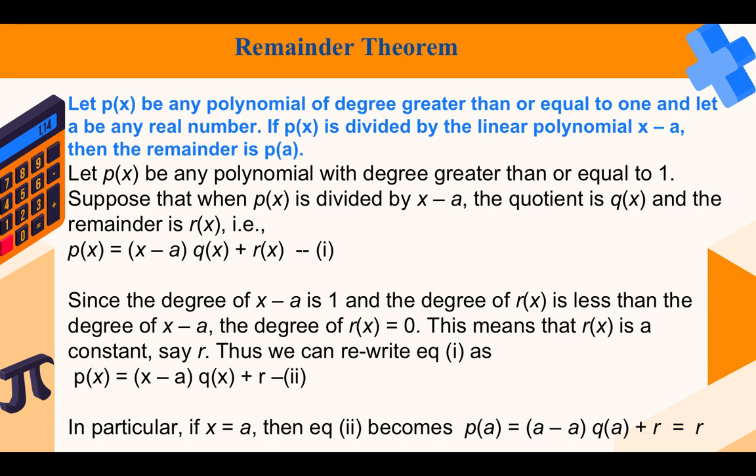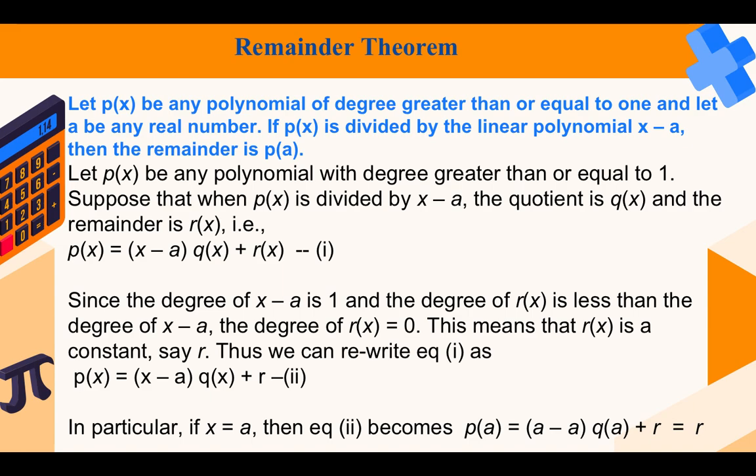So thus we can write the equation first as p(x) is equal to x minus a into q(x) plus r. We have just replaced the r(x) in equation 1 by r, because r is a constant, it does not have any variable term of x. In particular, if x is equal to a, we are considering a particular case in which we have taken the value of x is equal to a.